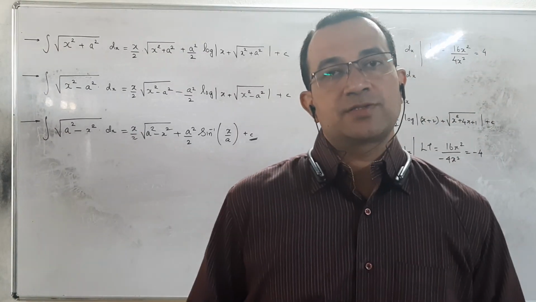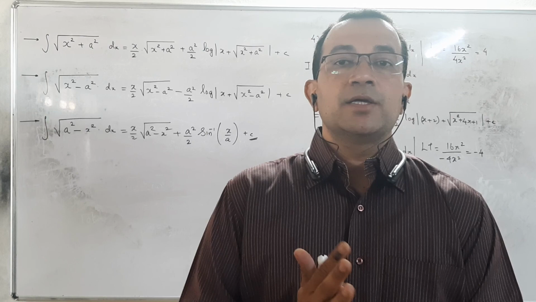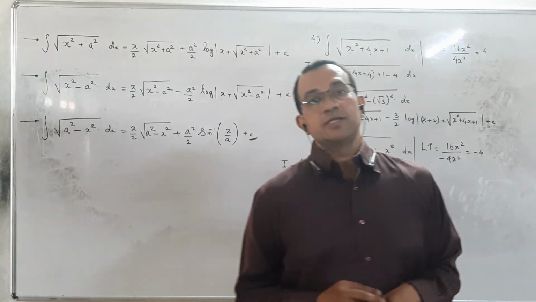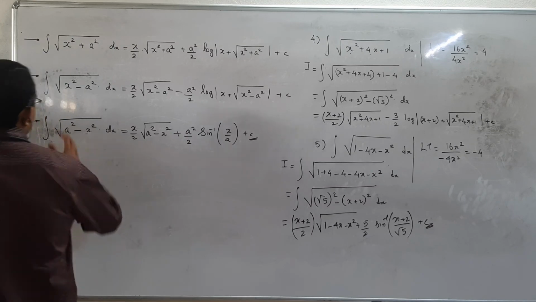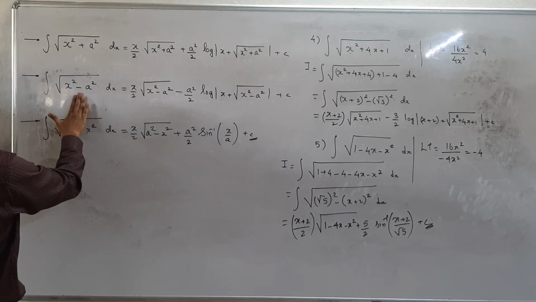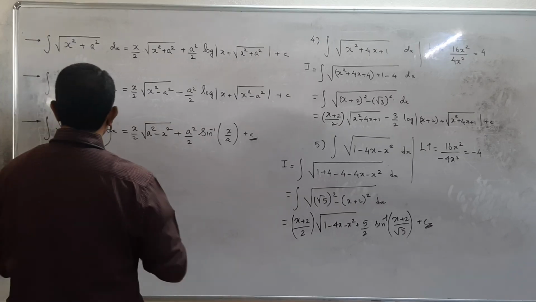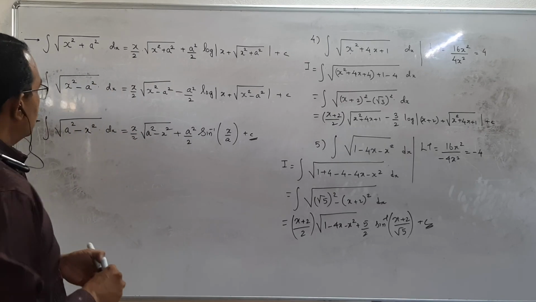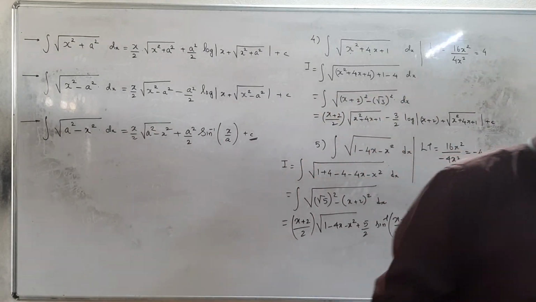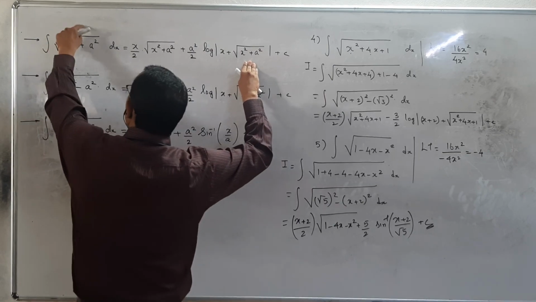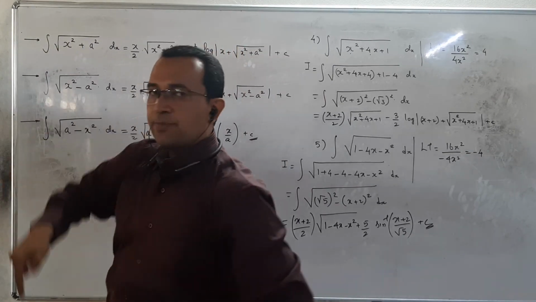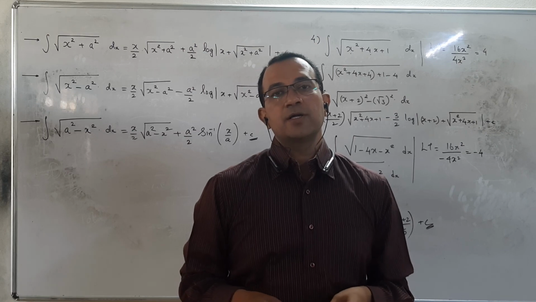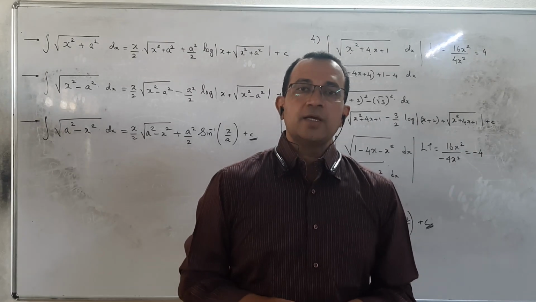So nothing difficult, students, but the main part is to understand the method and concept. Before concluding the lecture, once again I am explaining the three formulas: under root x square plus a square, under root x square minus a square, under root a square minus x square. X by 2 into the given integrand. If it is plus a square, then plus a square by 2, minus a square, then minus a square by 2, into integration of the reciprocal of the given integrand. Reciprocal of root x square plus a square is 1 upon under root x square plus a square. That much you remember, easily the formulas are memorized.